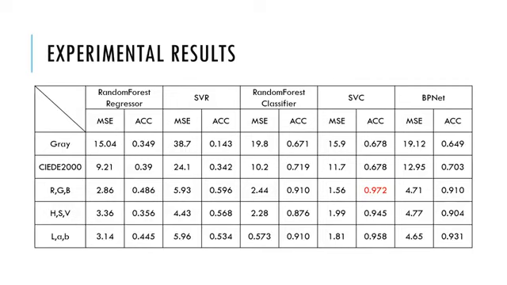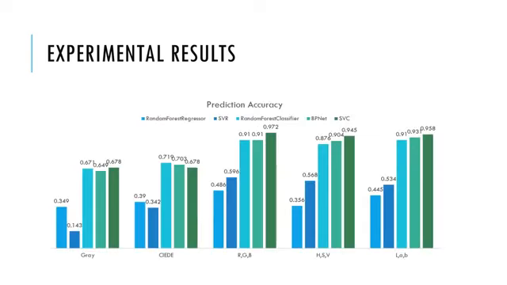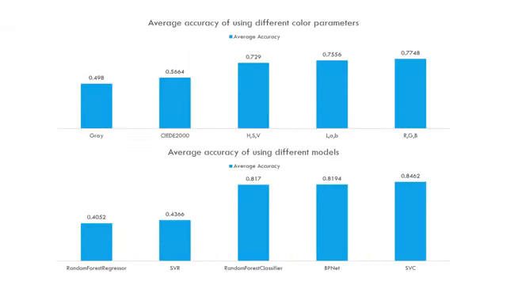Here are the results of the experiment. When we use RGB as the input feature vector and SVC as the heating time prediction model, the prediction accuracy is the highest, reaching 97.2%. This is a graph of prediction accuracy when using different parameters and different models. The figure above shows the average accuracy when using different color parameters as feature vectors. The figure below shows the average accuracy when using different models as heating time prediction model.